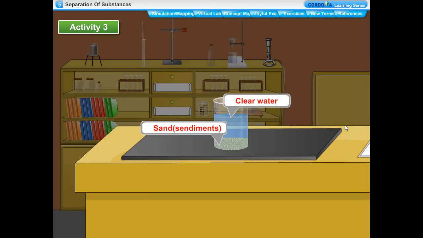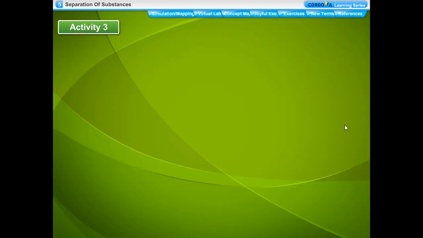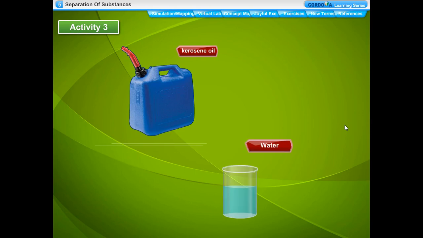The process of settling down of heavier, insoluble particles at the bottom of a liquid is called sedimentation. The heavier insoluble particles that settle down at the bottom of the liquid are called sediments. The process of pouring out a clear liquid from a vessel after sedimentation without disturbing the sediment, the heavy insoluble settled particles, is called decantation. The liquids that do not mix with each other and form separate layers are called immiscible liquids. Kerosene oil and water are immiscible liquids.